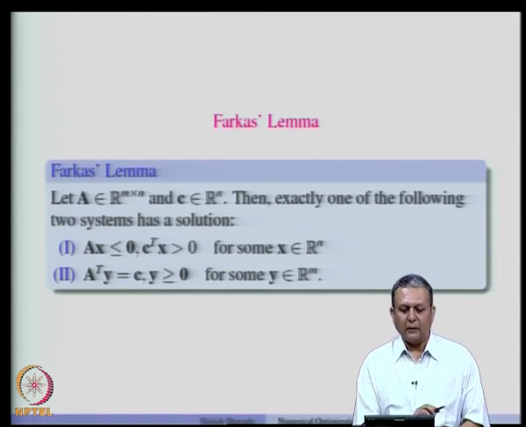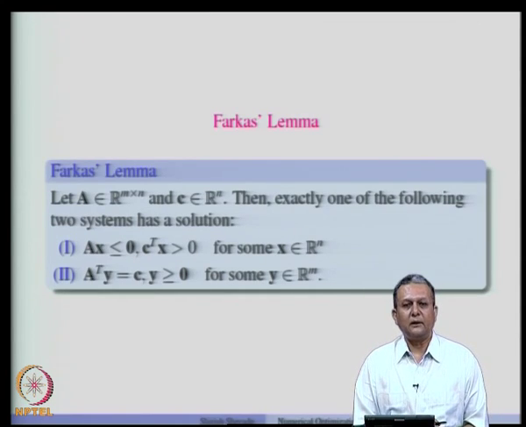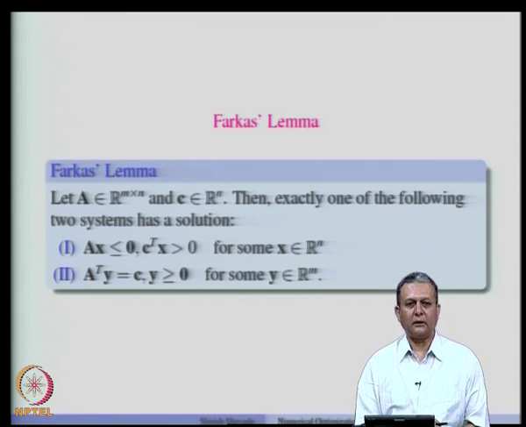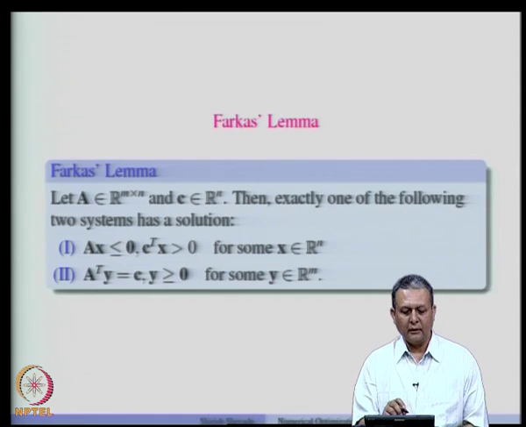Okay. Now, we will look at an important result which is useful in deriving some of the optimality conditions that we are going to study later in the course, and that result is called Farkas Lemma. Both Farkas Lemma and its corollary are very important in deriving optimality conditions for linear or nonlinear programming problems. So, let us first give the statement of the lemma. Suppose A is an m by n matrix of real numbers and C is a vector in n dimensional space. Then Farkas Lemma states that exactly one of the systems has a solution.